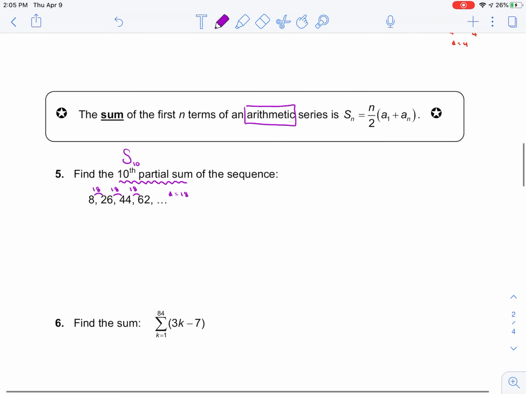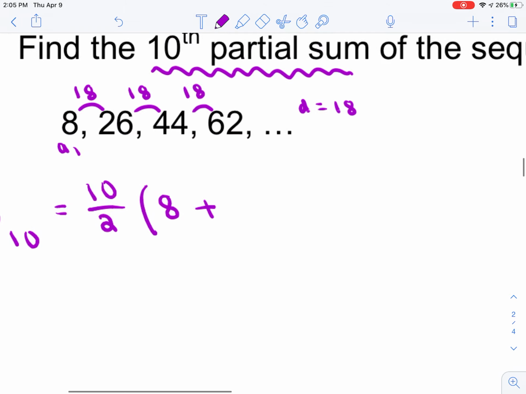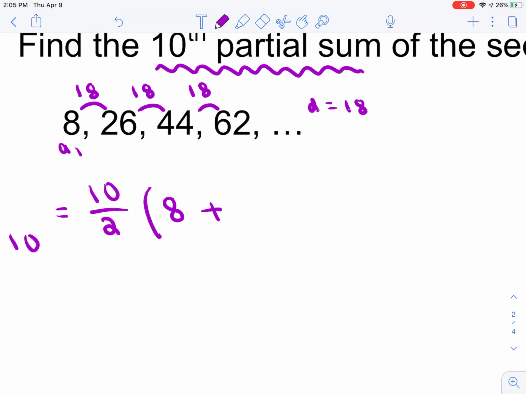So we can use this formula. If you want to find the sum of the first 10 terms, remember this idea of how many sets of that sum we're going to get. It's going to be 10 divided by 2. You're going to get 5 sets of the first number, which in this case is 8, plus whatever the last number of this set would be.